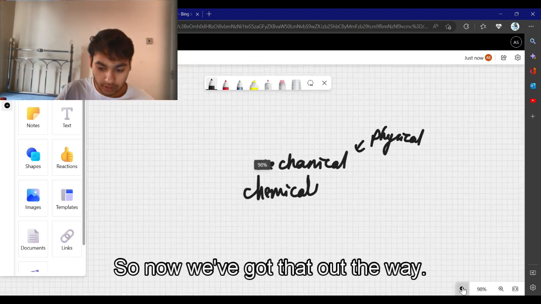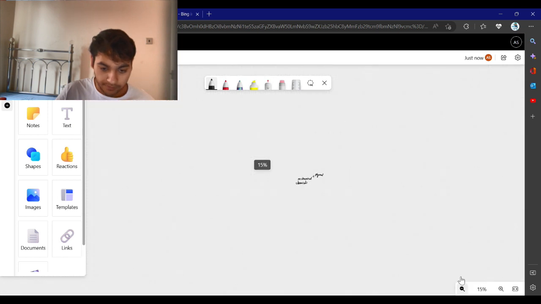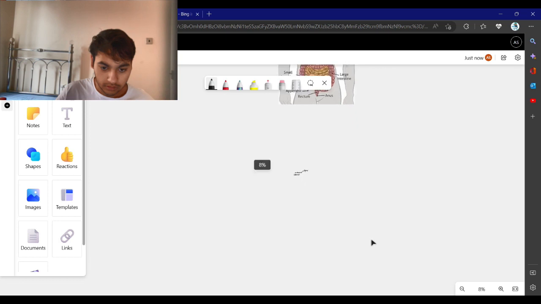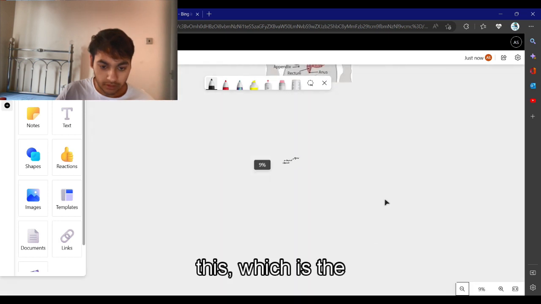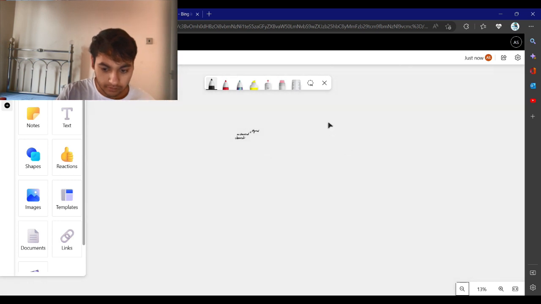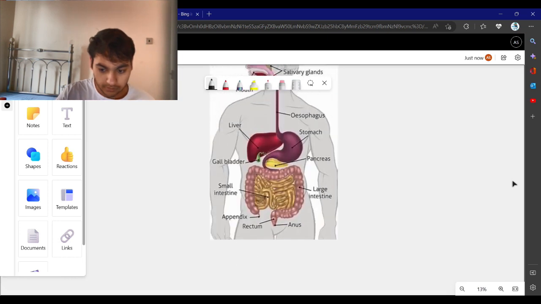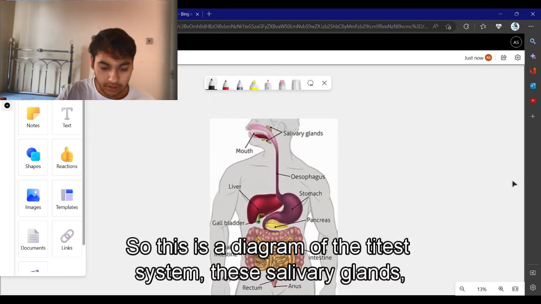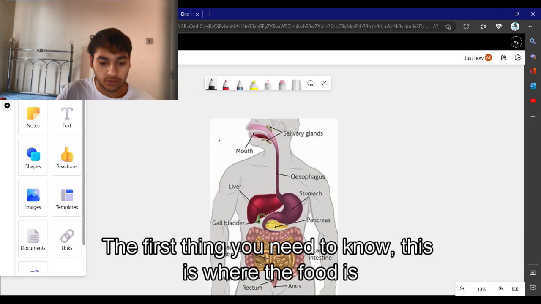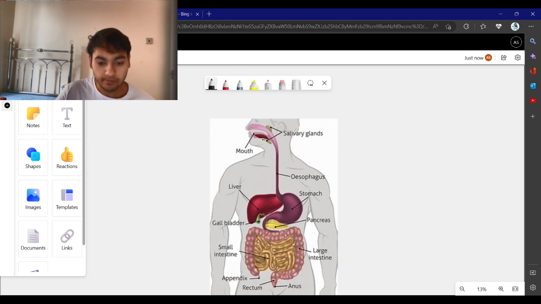So now that we've got that out of the way, next we are going on to this, which is the diagram of the digestive system. Yes, so this is a diagram of the digestive system. These salivary glands, or the mouth, the first thing you need to know is that this is where the food is taken in, as you already know.